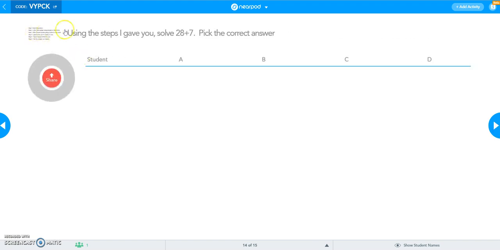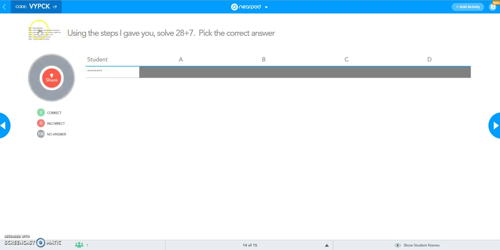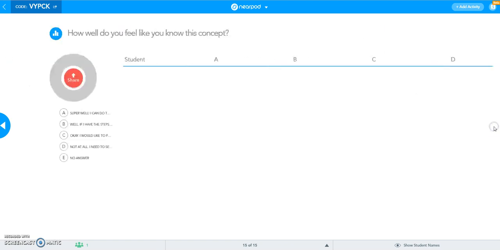Alright, this next one is a quiz, and I have the steps up here in a picture so that the student can see and refer back to those steps. And now I can see that my student has gotten the correct answer. So that means that the student understands and that I can move on to the next lesson the next day.